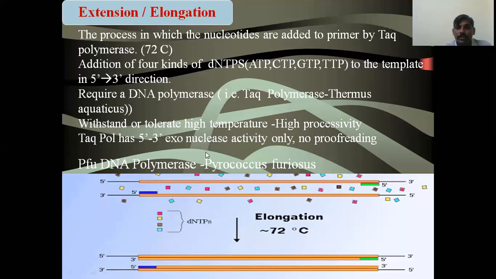That polymerase has 5' to 3' exonuclease activity only, no proofreading. Sometimes we can use one more enzyme in the PCR technique also, that is Pfu DNA polymerase, from Pyrococcus furiosus, one of the bacteria which lives in high temperatures. So the name of the polymerase is Pfu DNA polymerase. In the elongation step, a single template DNA molecule produces two DNA molecules. So after completion of the first cycle, we get two DNA molecules.